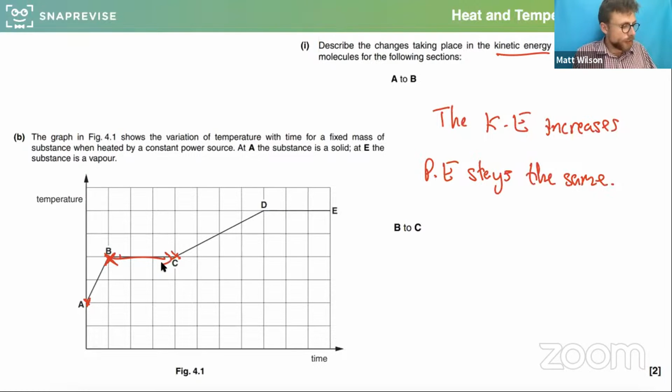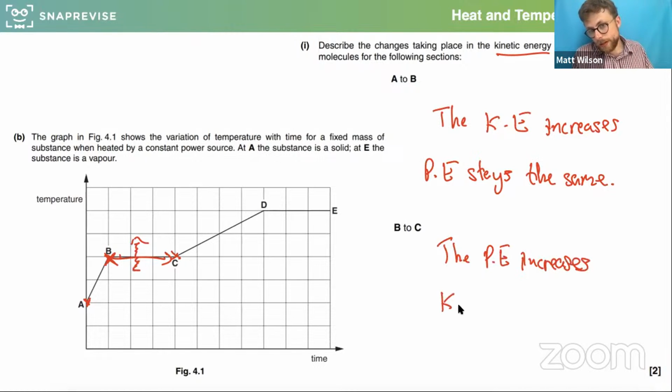Okay, what about from B to C? Which one is increasing here? The kinetic energy or the potential energy? So in this section, our temperature isn't increasing. So what's happening here is we're breaking bonds. Good, absolutely right. So the potential energy increases and the kinetic energy stays the same. Perfect. Good.